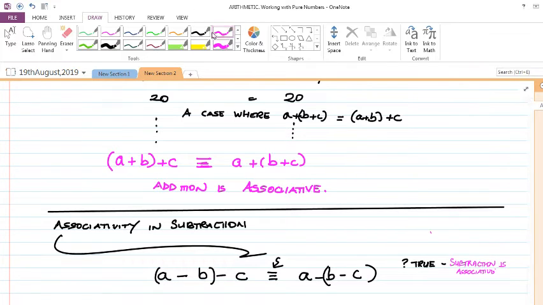If, however, this turns out to be false, that is, if I can only get one example where this is not true, if I get one example where A minus B minus C is not equal to A minus B minus C, then the statement that it is always true would be a lie, it will be false, and therefore we will say that subtraction is not associative.